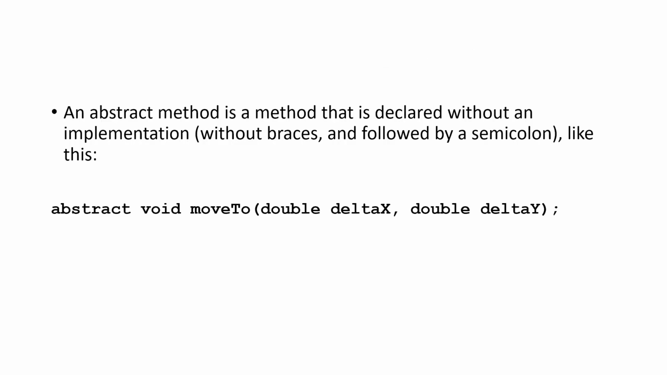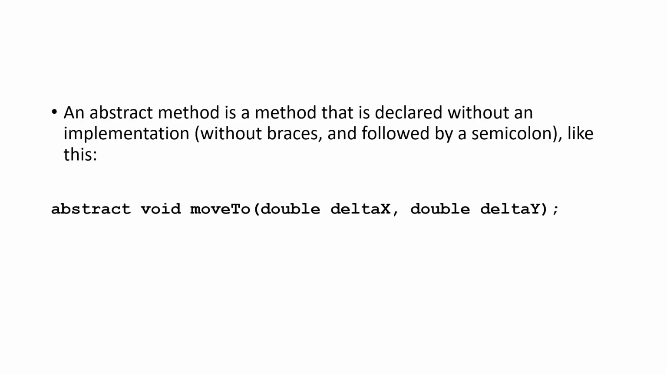An abstract method is a method that is declared without an implementation, that is without braces, and followed by a semicolon like this. So abstract keyword followed by the method signature, void move(double deltaX, double deltaY), and then directly a semicolon. No pair of braces or nothing. So except the abstract keyword, it's just like the method signatures which are there in the interfaces.